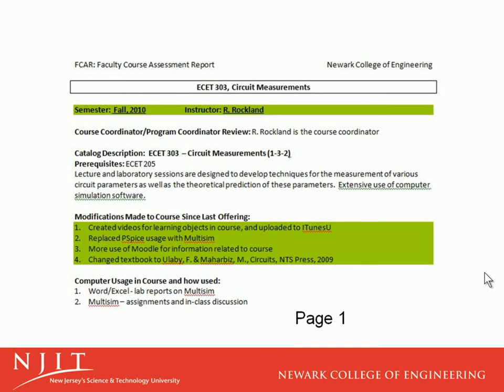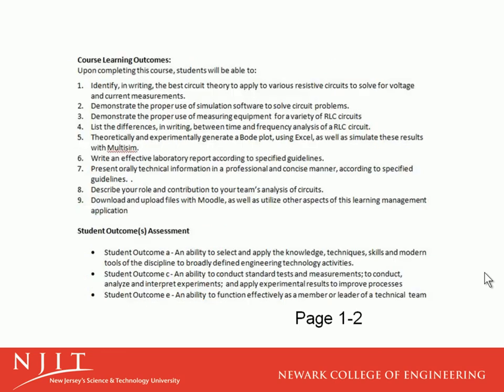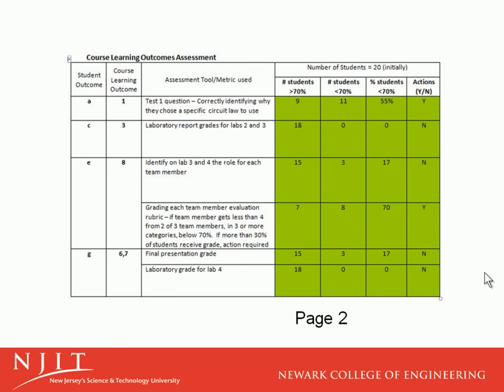This is an example of page 1 of the FAKAR. Again, it's standard material, course description, modifications made to course since last offering. So you can see what was changed and then was there any impact. We have, again, computer usage. We have the course learning outcomes for this course. We have the student outcome assessment that are going to be student outcomes specifically for this course. And then we have that table.